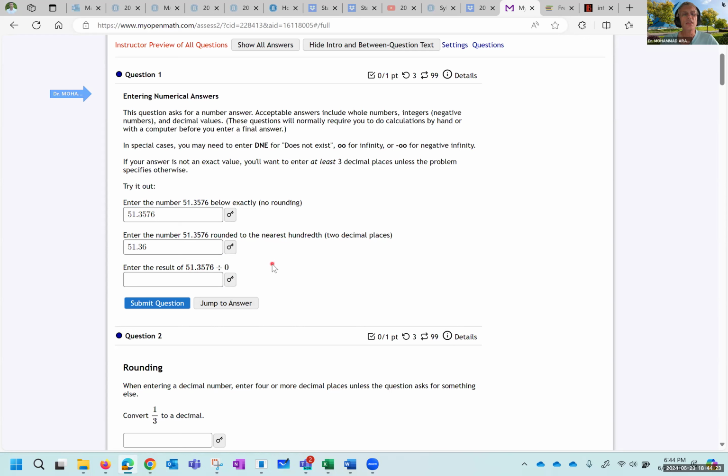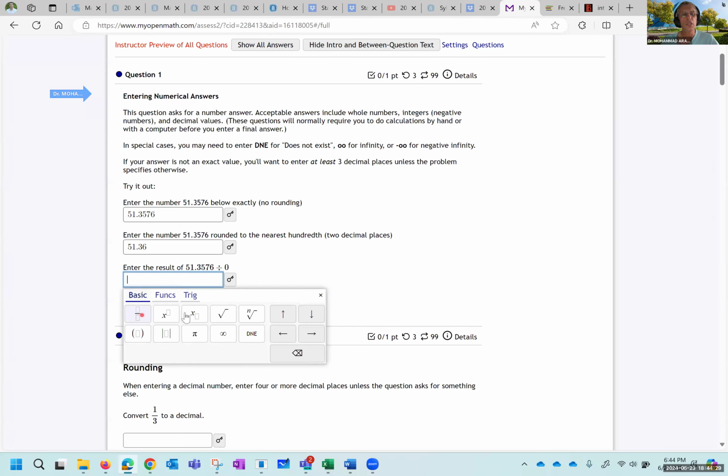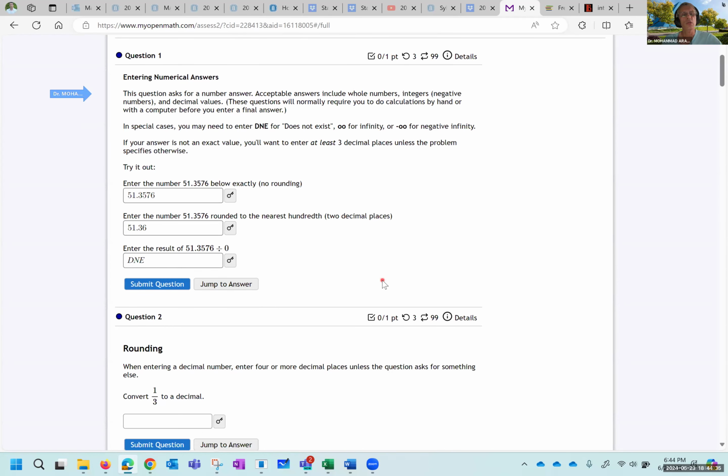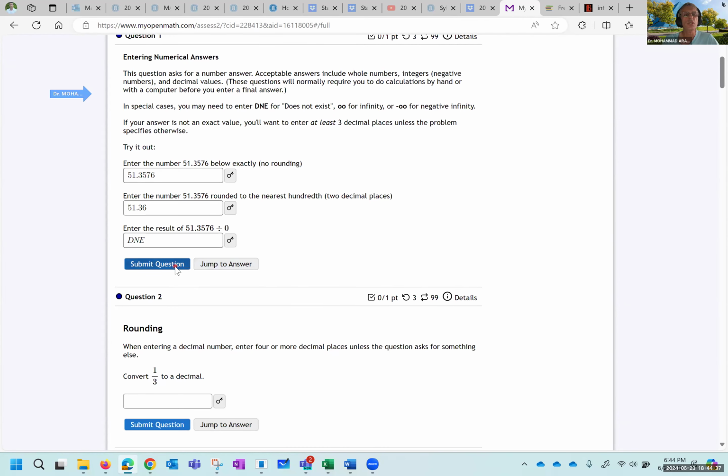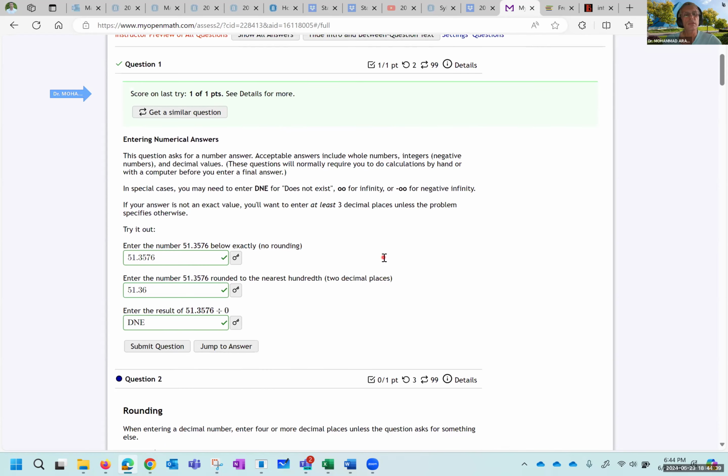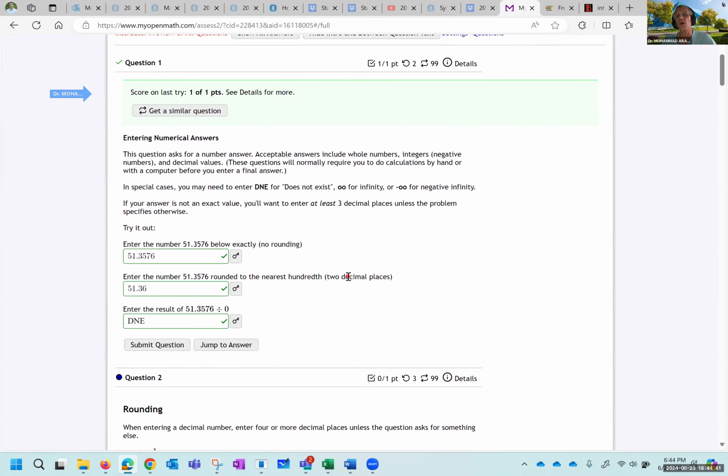This one, can I divide by 0? If you recall, we can't. Division by 0 is undefined. So if you click on it, it doesn't have undefined. You have to go with D and E, does not exist. So what happens? If I submit the question, class, it check marks. I just got my grade already for this point. So even if I leave, I'm not going to lose this point, and it is registered already.